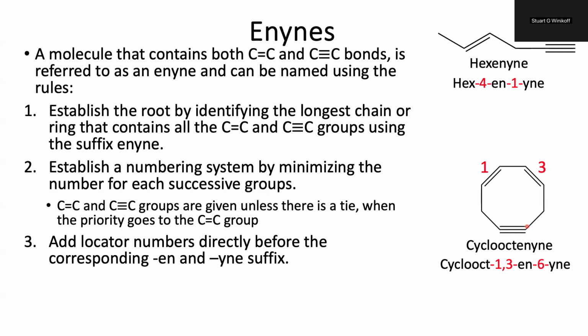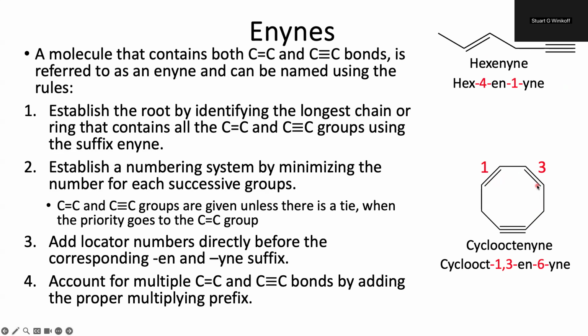Now I need to go ahead and account for any multiplying prefixes. So for the hexenyne, I have one alkene and one alkyne, so the name stays. But for the cyclooctenyne, I have 2 double bonds, so this means I'm going to use a di prefix for this name. So this becomes cyclooct-1,3-dien-6-yne for the alkyne. So, as you notice, the naming schemes slowly develop and build on each other.